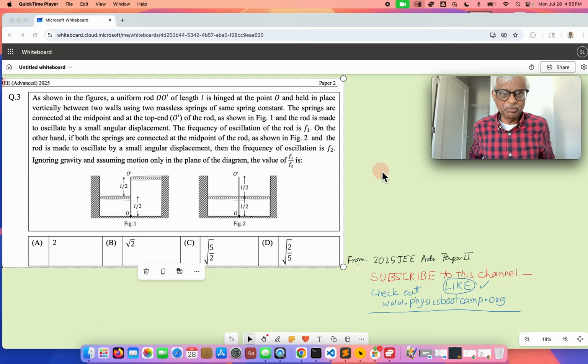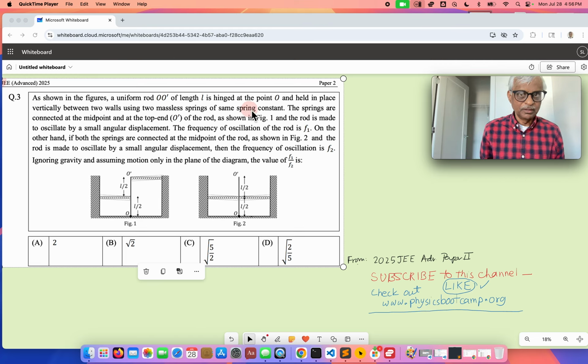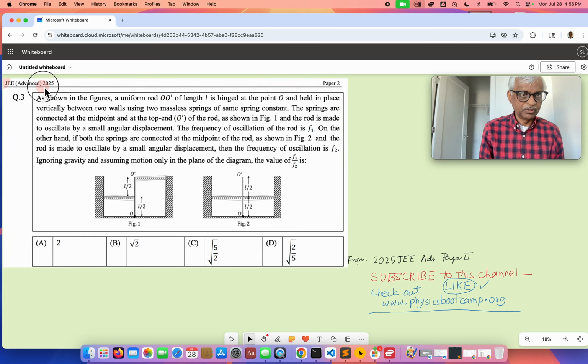Welcome to another problem session. So this one is question number 3 from Advanced JEE from 2025.